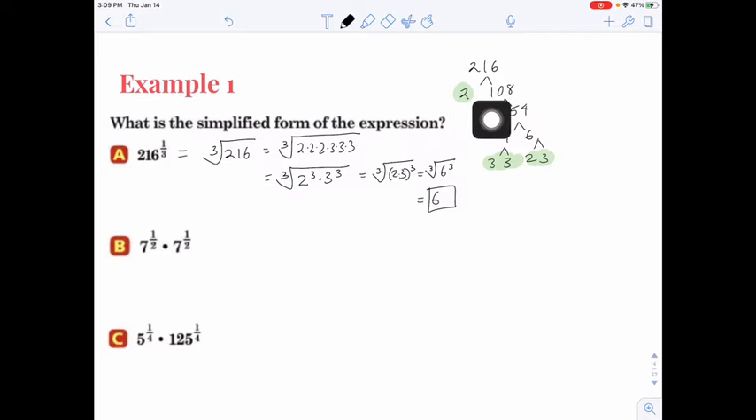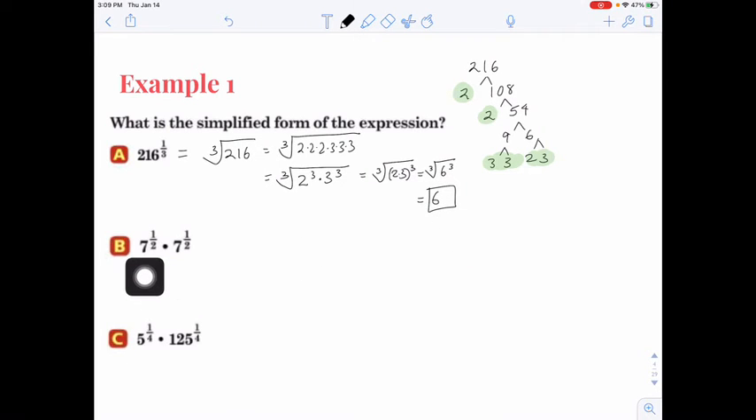216 can become 2 times 108. 108 is 2 times 54. 54 is 9 times 6. 9 is 3 times 3, and 6 is 2 times 3. So that leaves us with 2 times 2 times 2 times 3 times 3 times 3. You don't have to write it out this way. You could have written just 2 cubed times 3 cubed, or you could have realized that we had 2 times 3 cubed, or 6 cubed. The cube root of 6 cubed is just 6.